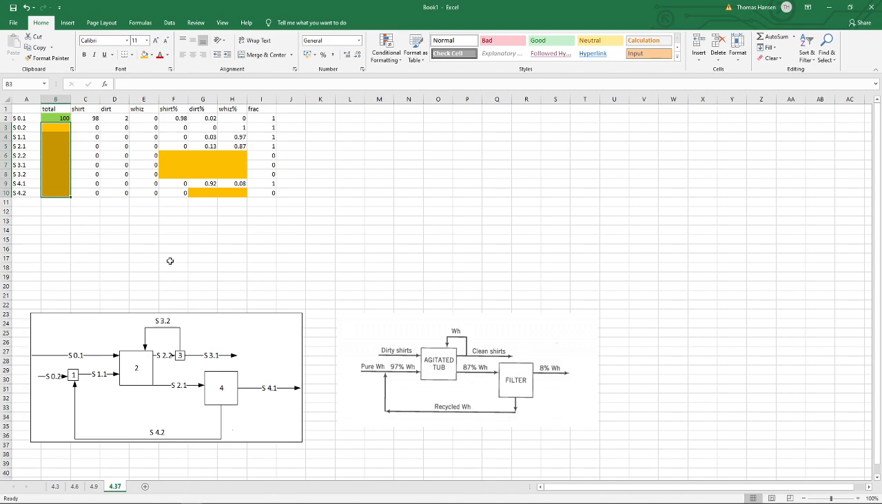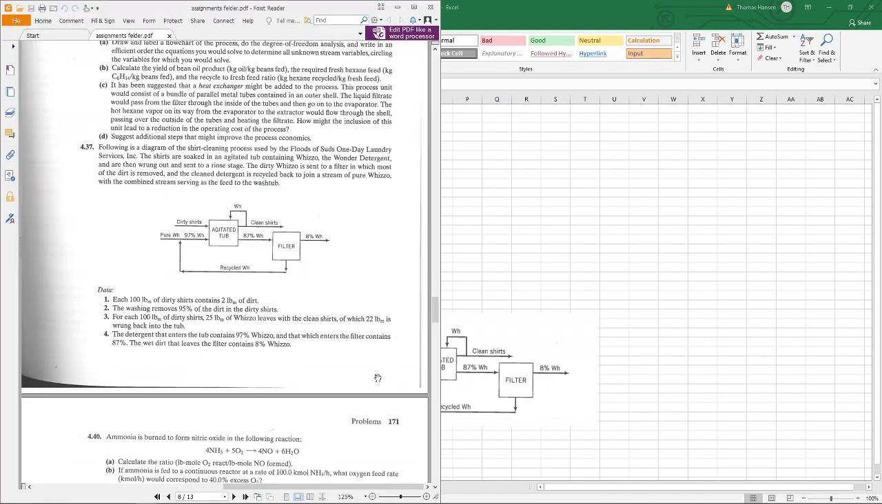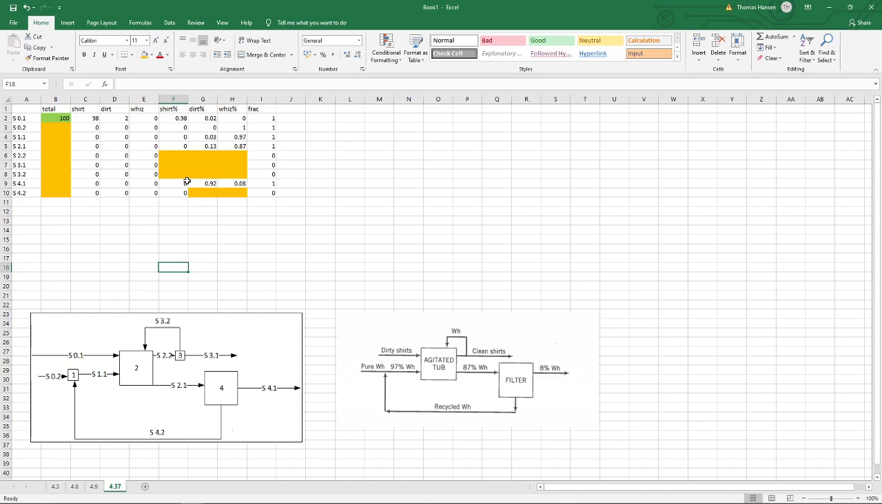Why do I have something different? Yes, in my stream 3.2, where we are actually recycling Wizzo directly into our agitated top. Where does it say that? Here in data point 3, we are told that 22 pounds is rung back into the top. So this recycle stream contains no shirts. So we'll just add that to 3.2, no shirts, white or no fill. There we go. Now we start.